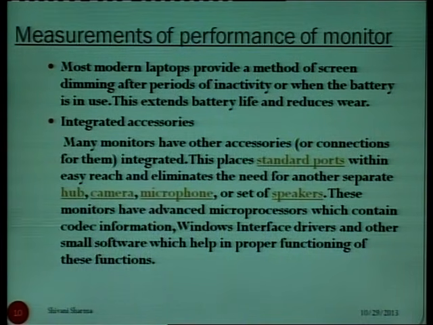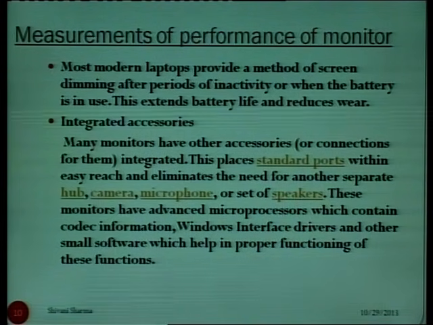This places standard ports within easy reach and eliminates the need of another separate hub, cameras, microphones or set of speakers. So, these monitors have advanced microprocessors which contain codec information, window interfaces, interface drivers and other small software which helps in the proper functioning of the monitors.